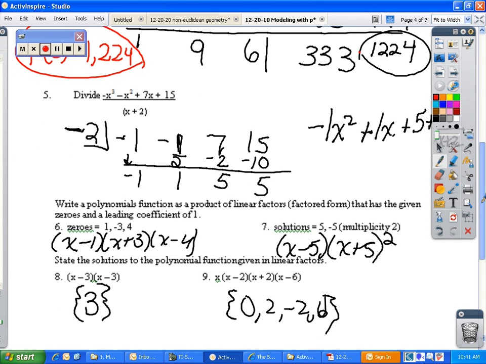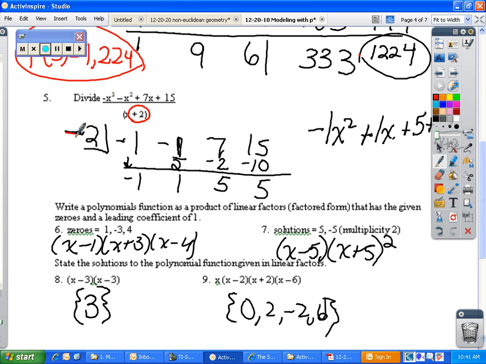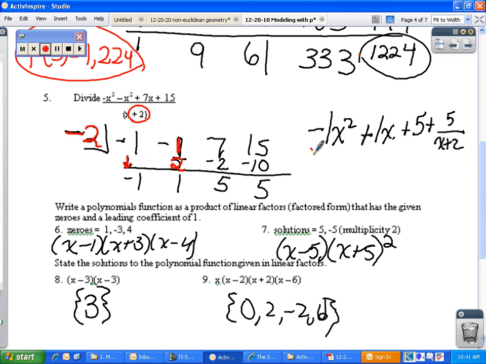For number 5, using division, again, you want to change that sign when you are dividing. Bring everything down. Bring down the negative 1, I'm sorry. Perform your synthetic division, and at the end, you will then write your answer in this form. Negative 1 now being the coefficient of x squared, not x cubed as it was in your original problem, because you divided out that x plus 2. Plus 1x plus 5, and then take your remainder and put it over the x plus 2. This is the way that your answer should be written out when you want to divide.